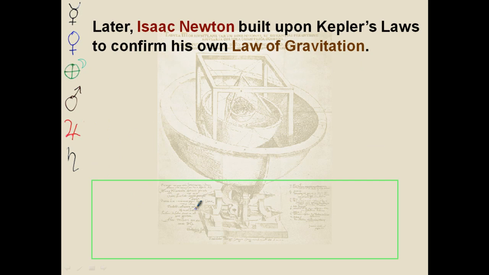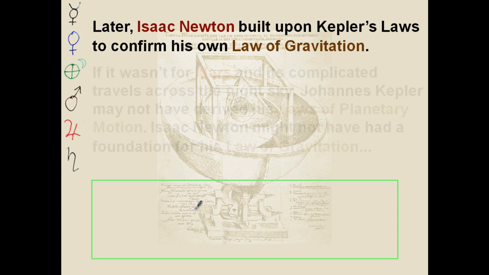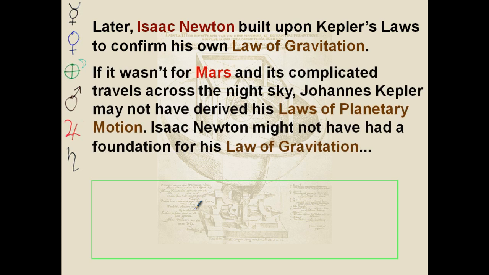So later, Newton took Kepler's laws and used them to actually confirm his law of gravitation. And if it wasn't for Mars and its complicated travels across the night sky, Kepler may not have derived his laws of planetary motion. Newton might never have had his foundation for his law of universal gravitation. So thank you, Mars, for being a cool planet.